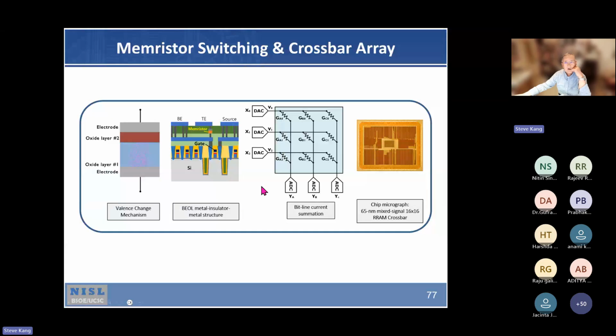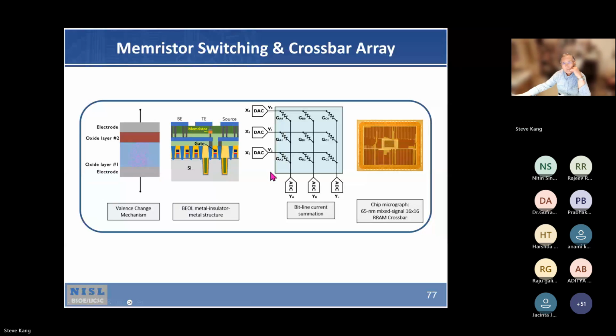In terms of fabrication, you can make a memristor between the top layer and the bottom layer, but you can also integrate it with the MOS transistor. This is a MOS transistor. In the drain contact, in this via hole, they can make a memristor.